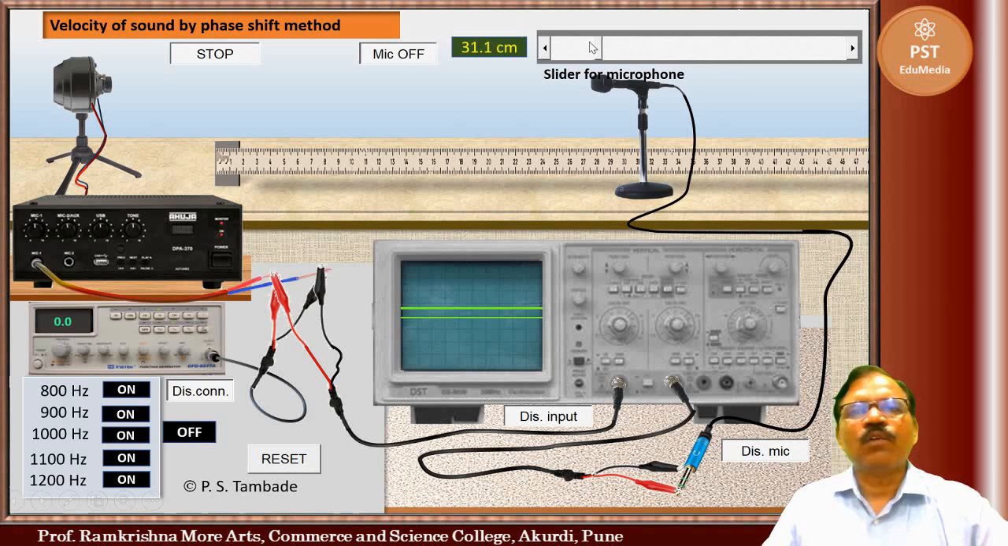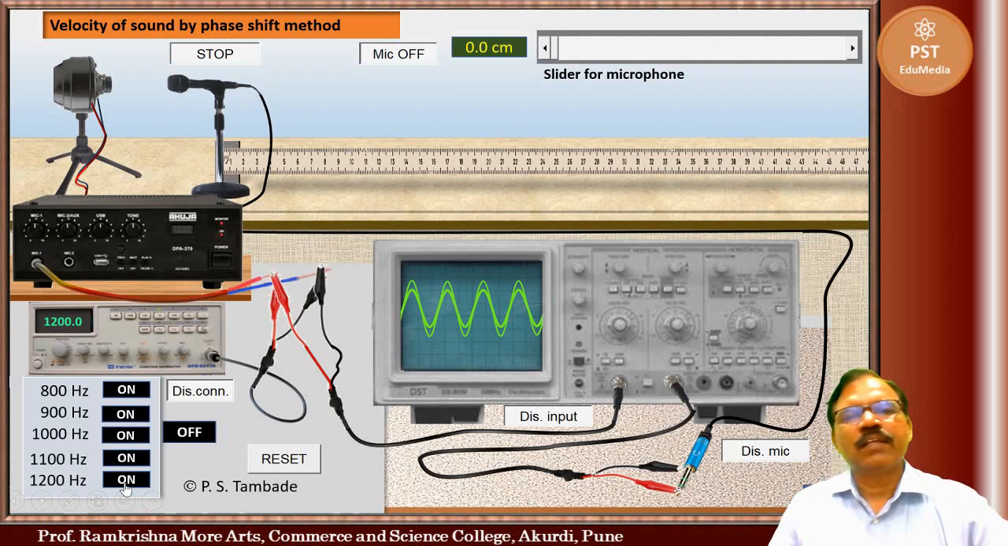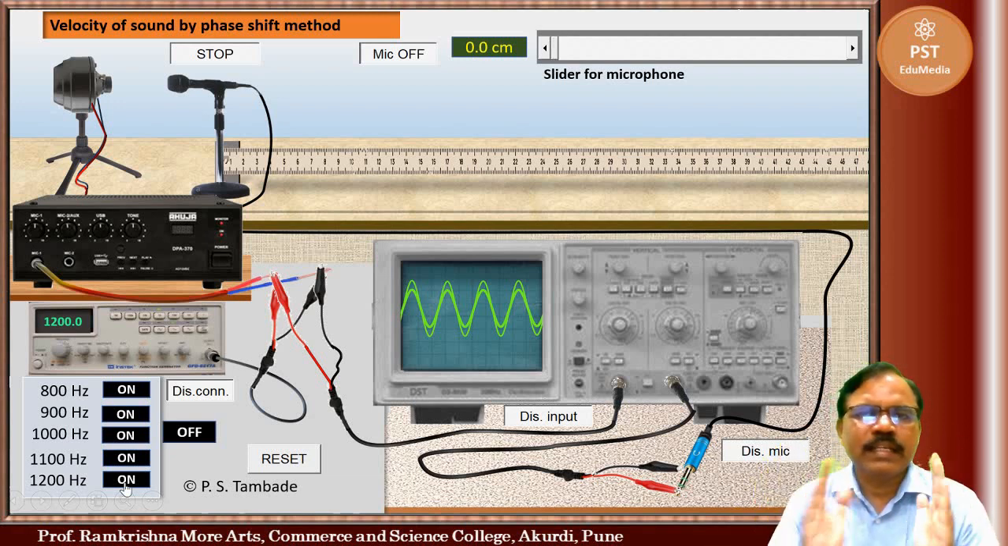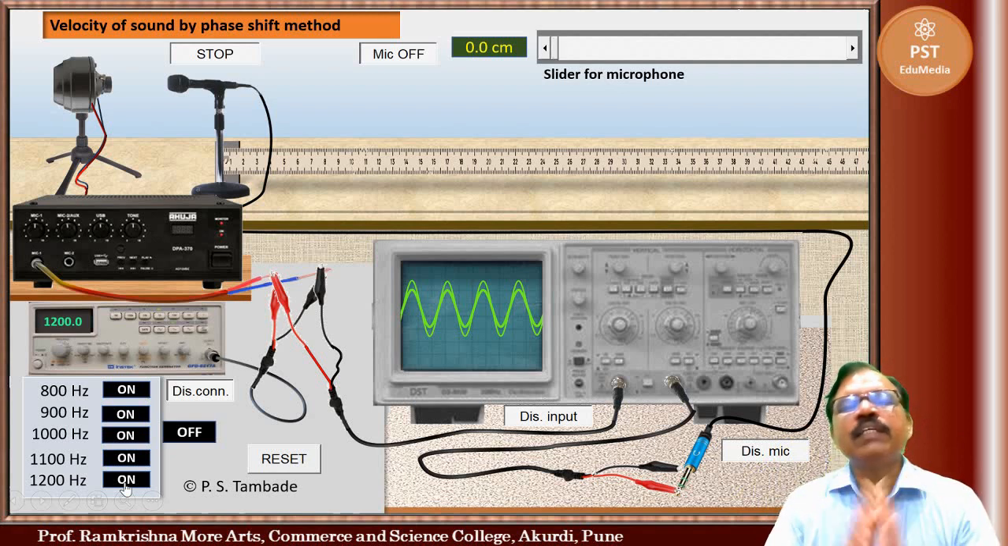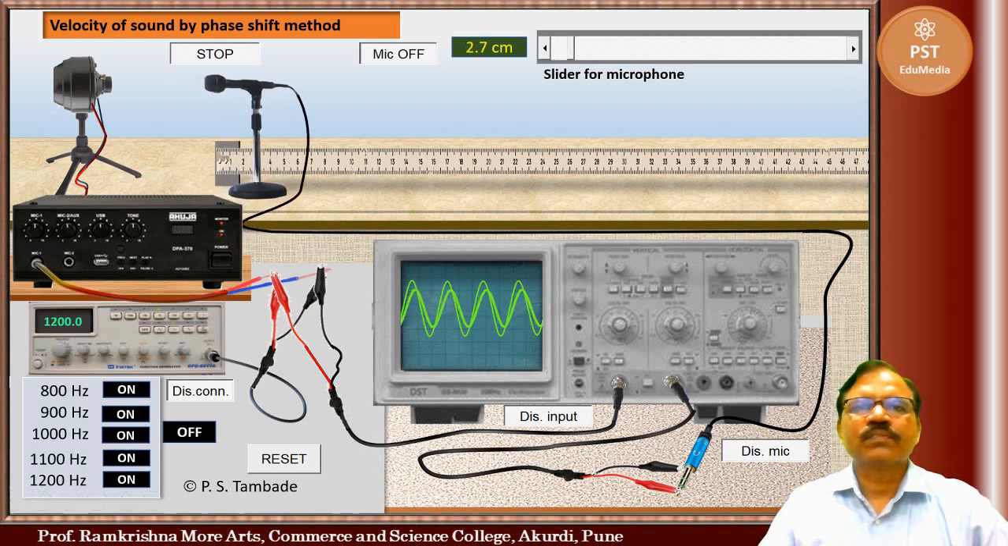Move the microphone to its 0 position. Then we will take the 1200 hertz signal. Now this is the 1200 hertz signal. If you see the signal, the wavelength decreases. If you see on the CRO screen, the wavelength decreases. Now move the microphone.